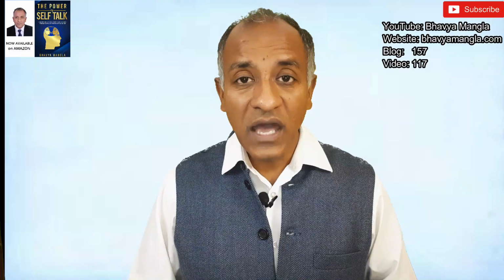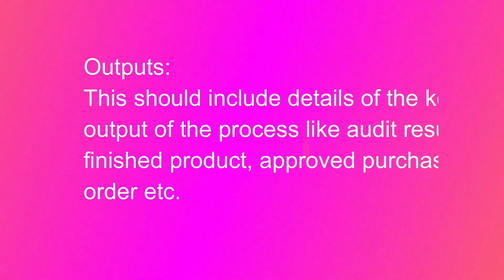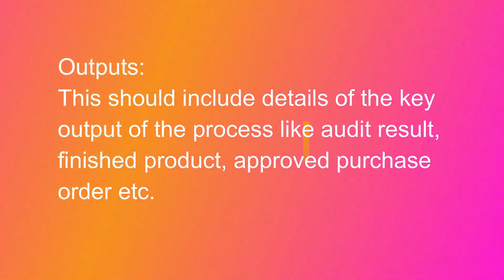The second thing is output, the output of the process. When we talk about output, primarily we are talking about the key outputs that are coming out from any process. Now, it can be the audit result, it can be a finished product, maybe the approved purchase order, or it could be anything else.